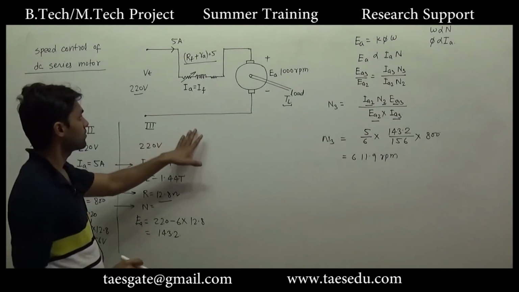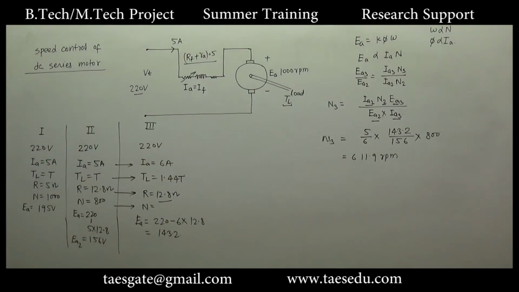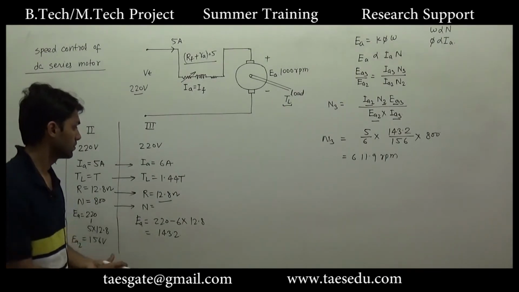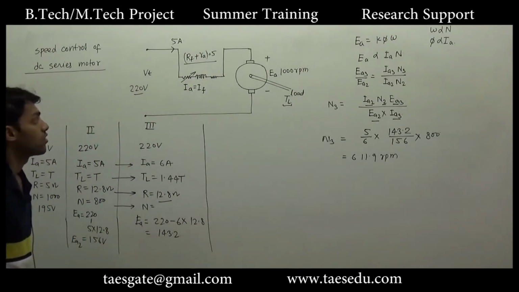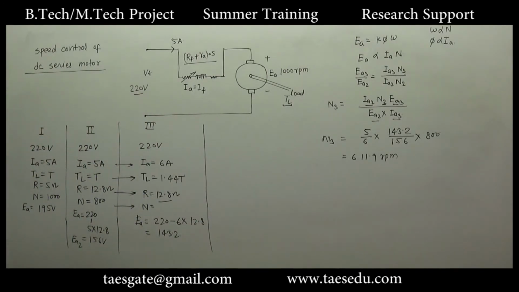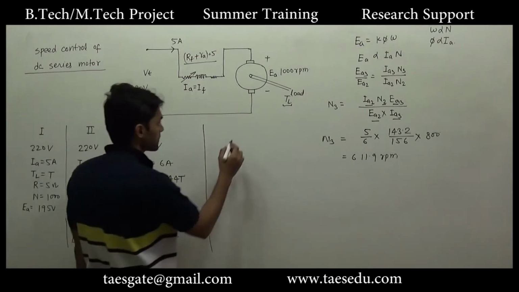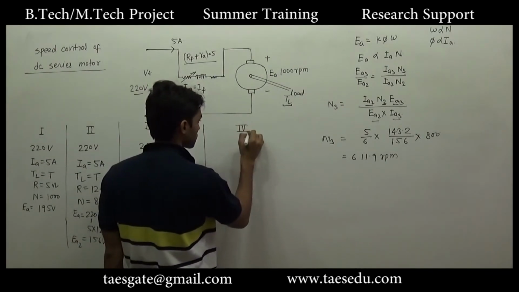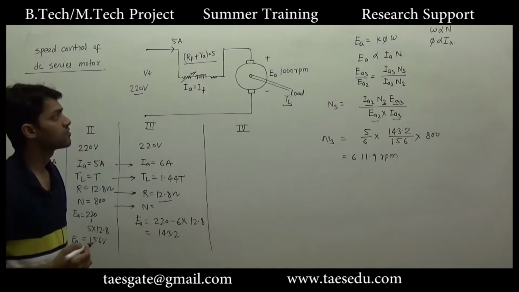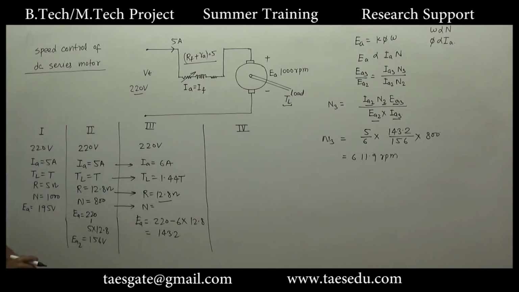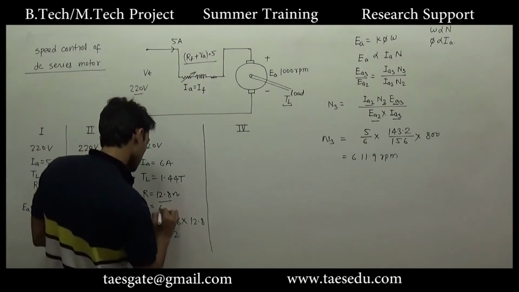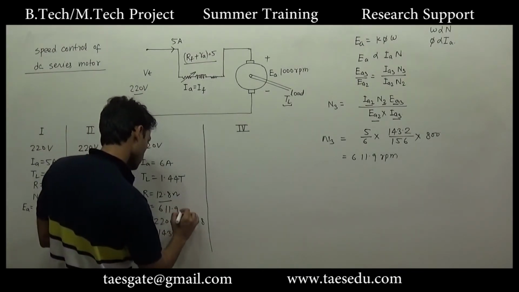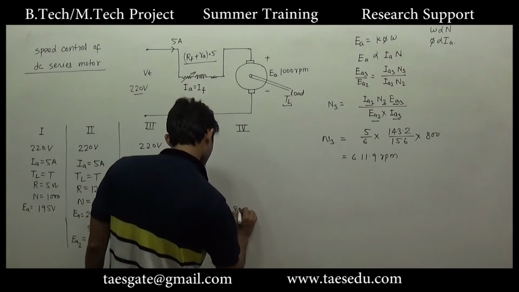Okay, so here we have seen the effect of changing load torque. Now we will make fourth case, and now we will try to observe the effect of supply voltage. Now suppose in fourth case, suppose we want to increase supply voltage such that the speed is brought to 800 RPM again.